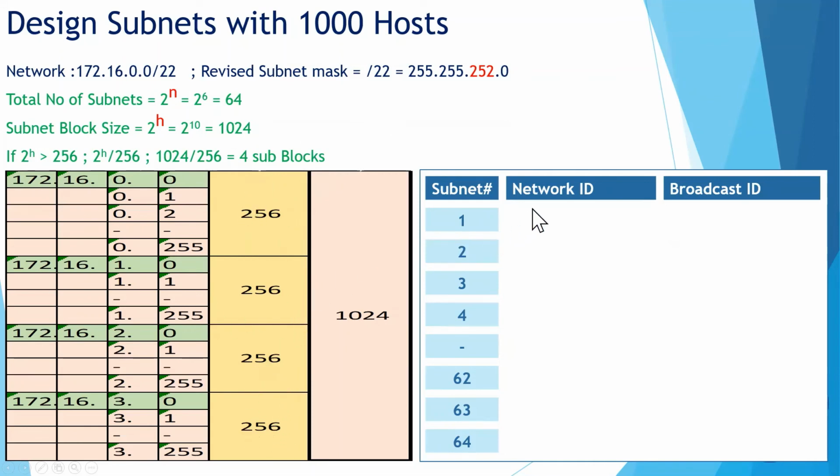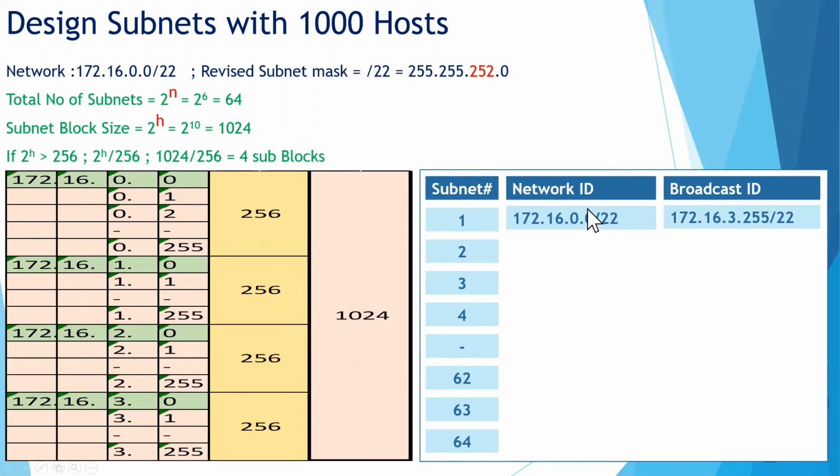So the network ID for the first subnet is the first IP address, 172.16.0.0/22. That is the subnet mask. The last IP address for the subnet, you can see here, is 172.16.3.255. That is the last IP address. That is our broadcast ID of the first subnet.